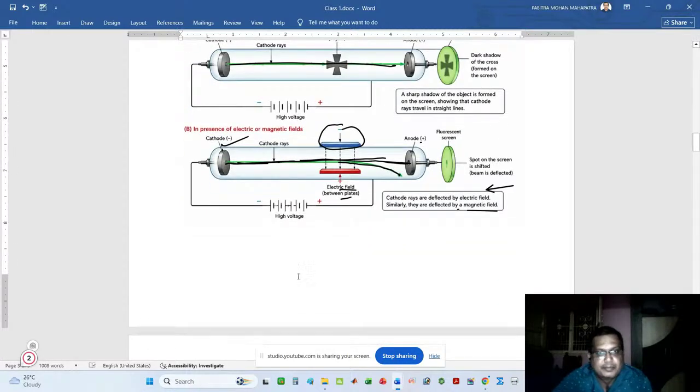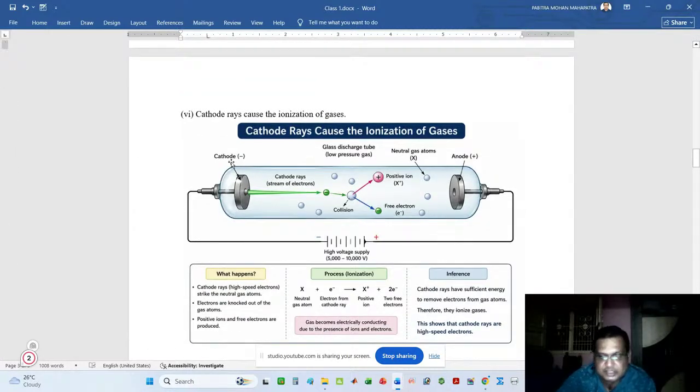Next point is that cathode ray causes ionization of gas. That means when cathode ray strikes the gas molecules, then the gas molecules start to convert into atoms. Then again, when the cathode ray strikes the atom, what happened? The atom may lose electron or gain electron. That means it may convert into positive ion or may convert into negative ion. It may lose electrons or gain electrons.